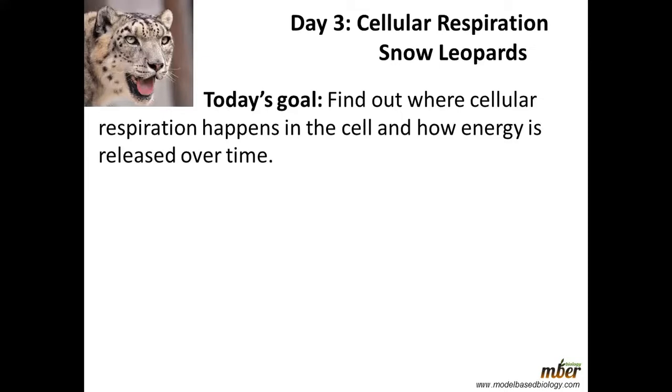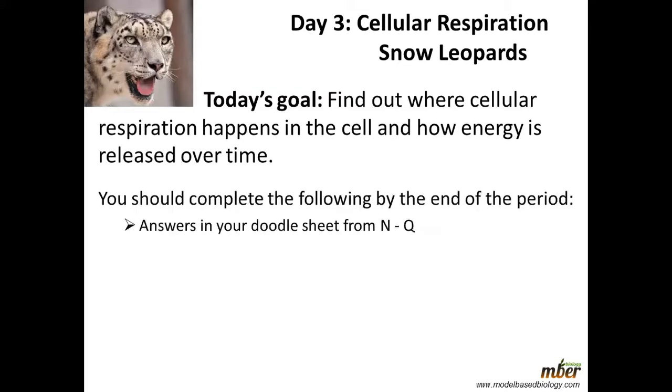Your goal today is to find out where cellular respiration happens in the cell and how that energy is released over time. By the end of the period, you should have your doodle sheet answered from N through Q. And actually, this today will probably only take you about 20 to 30 minutes. So this is a shorter lesson.